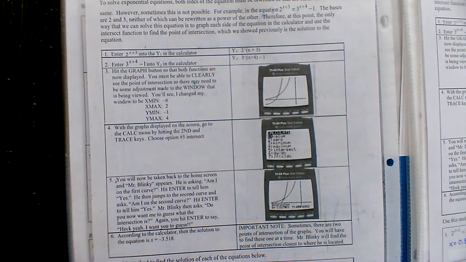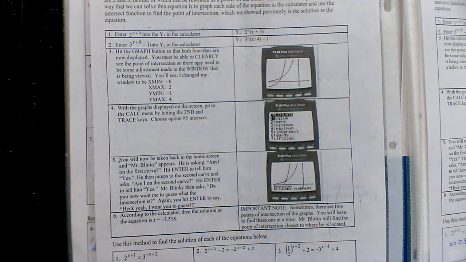To solve exponential equations, both sides of the equation must be written so that the bases are the same. However, sometimes this is not possible. For example, in the equation 2 to the x plus 3 equals 3 to the x plus 4 minus 1, the bases are 2 and 3, neither of which can be rewritten as a power of the other. Therefore, the only way we can solve this equation is to graph each side of the equation in the calculator and use the intersect function to find the point of intersection, which we showed previously in the solution to the equation.